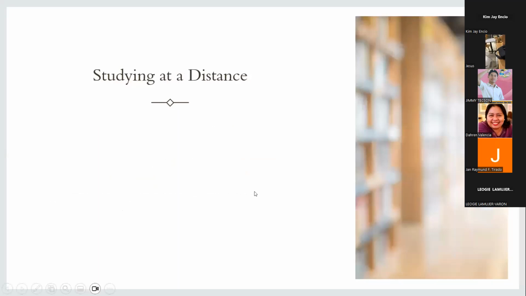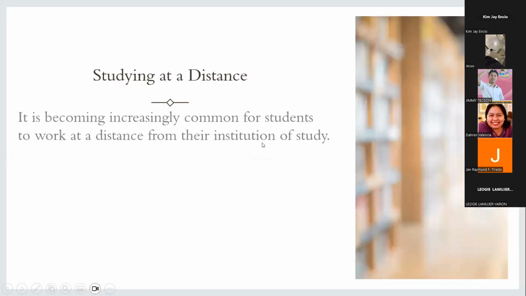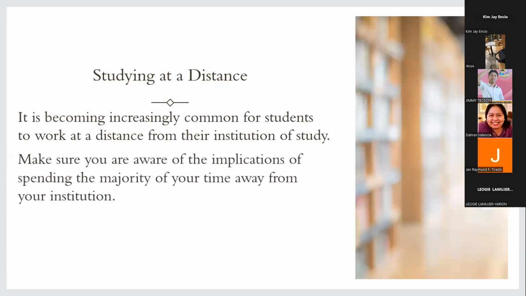And next is studying at a distance. So I think this was with us for the longest time, even before the pandemic. And one thing is that, worst case, he has to have access to the resources at La Salle. It's a good thing that La Salle has online access at the library, so he would be able to use that.